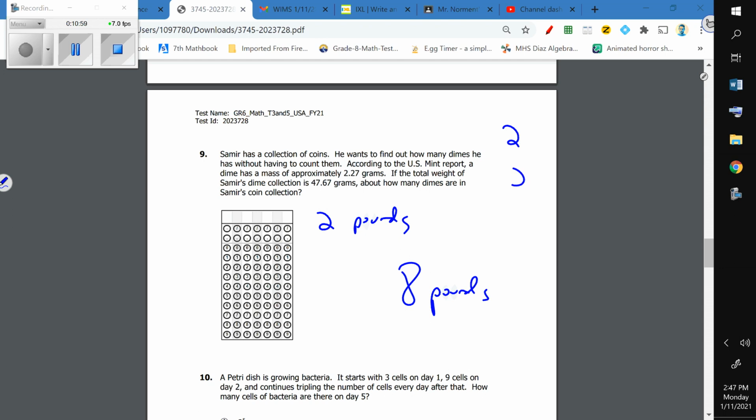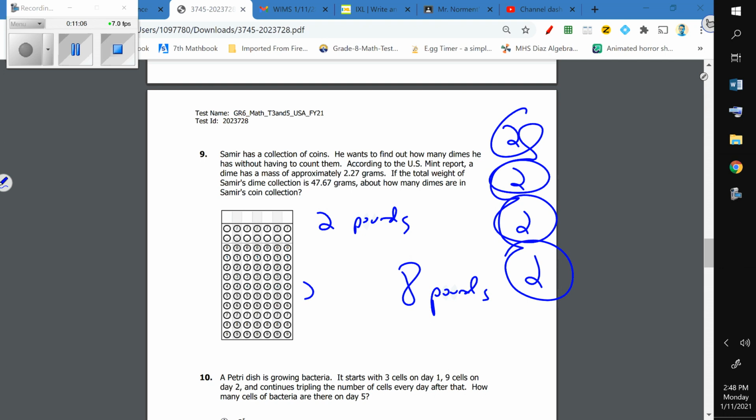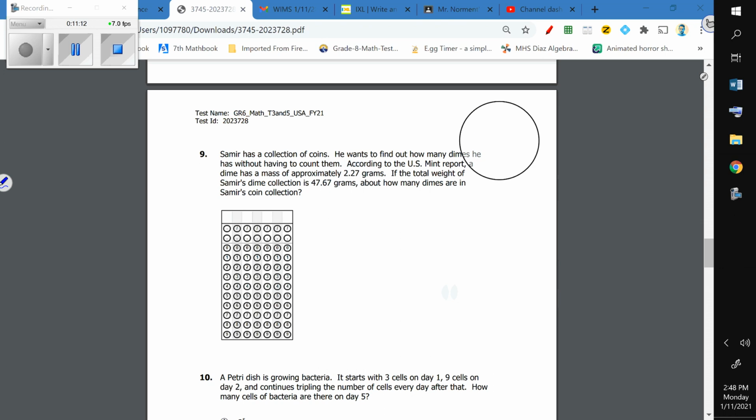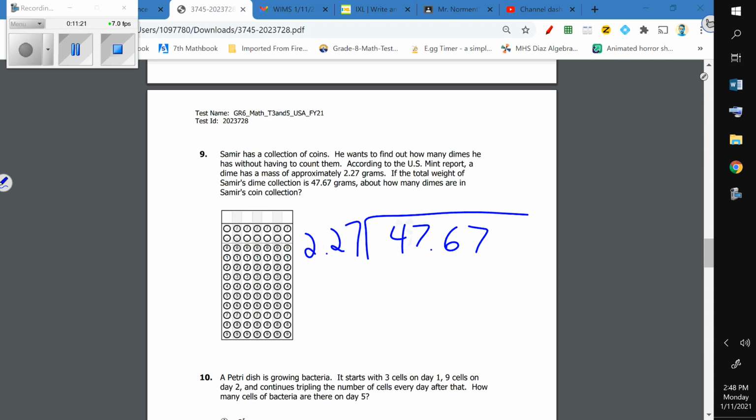So you have a dime of 2 pounds, 2 pounds, 2 pounds, 2 pounds, and 2 plus 2 plus 2 plus 2 is 8. So you would take 8 divided by 2 to get 4 total dimes. Why did I do that when this isn't the question? Well, because it's the same principle. You're going to use division to solve this. You're going to take the total weight divided by the weight of one dime.